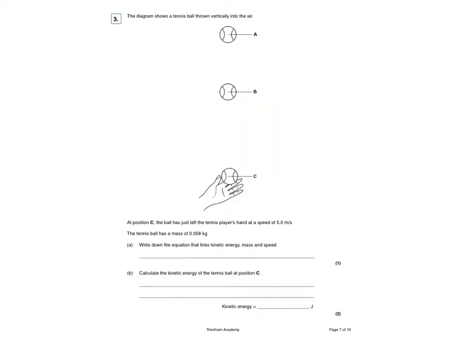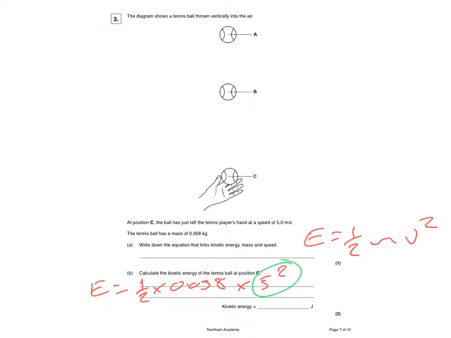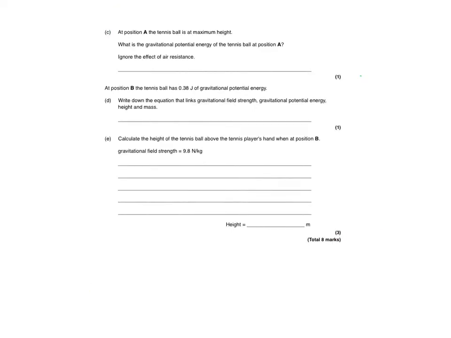Okay, we were then on to our equations now. So the kinetic energy equation is half mv squared. Dump the numbers in. E equals half, or 0.5 on a calculator, times 0.058 times 5 squared. Make sure you do the 5 squared first on your calculator. Times it by 0.5, times it by 0.058, and you would end up with an answer of, I think, 0.725 joules. Position A is tennis ball at maximum height.